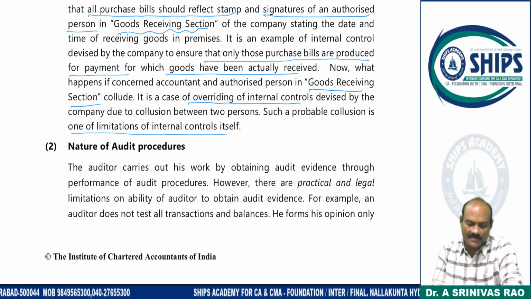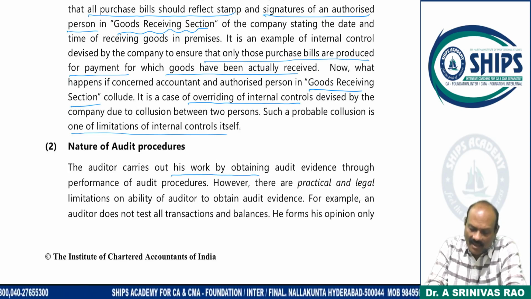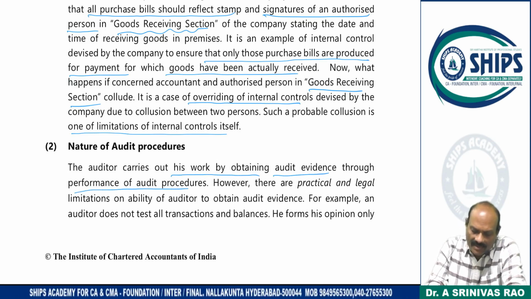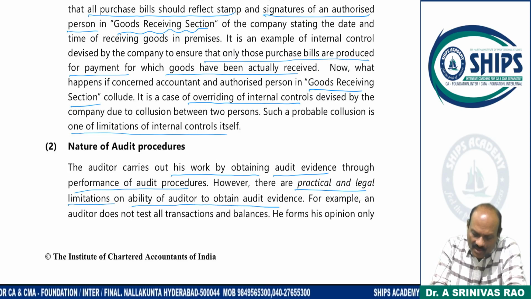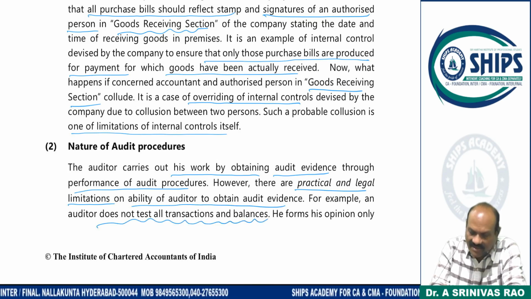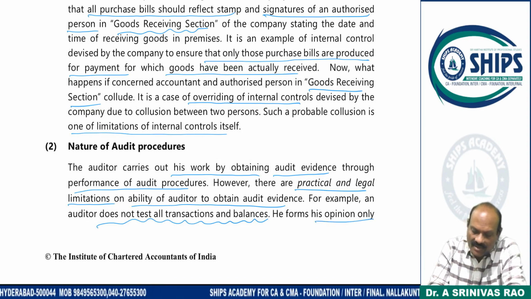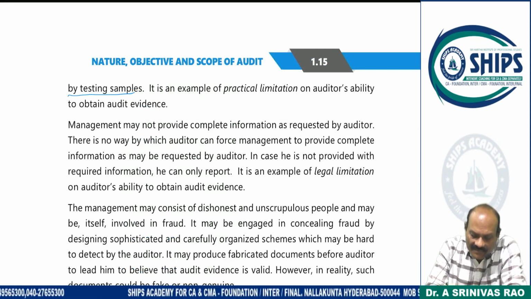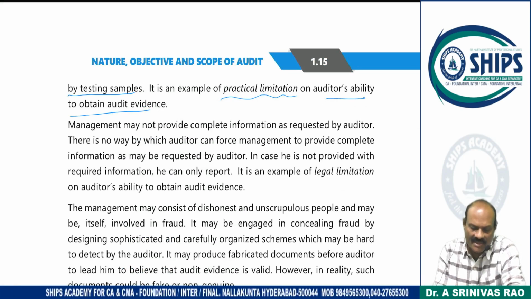Second one is the nature of audit procedure. The auditor carries out his work by obtaining audit evidence through performance of audit procedures. However, there are practical and legal limitations on the ability of the auditor to obtain audit evidence. For example, the auditor does not test all the transactions and balances; absolute is not there. He forms his opinion only by testing samples, and it is an example of a practical limitation on the auditor's ability to obtain audit evidence.